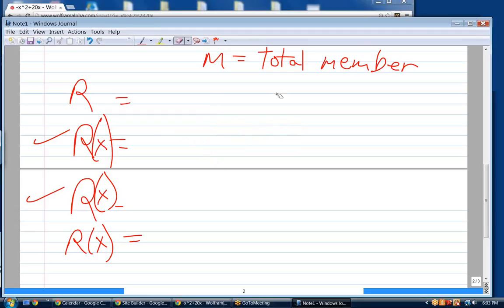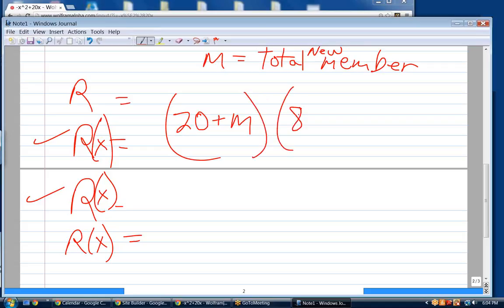What if we let M be the total new members? Yeah, and then you could add it to the original 20. So our dues are going to be 20 plus M times $8 minus M times 0.1. Does that make sense?